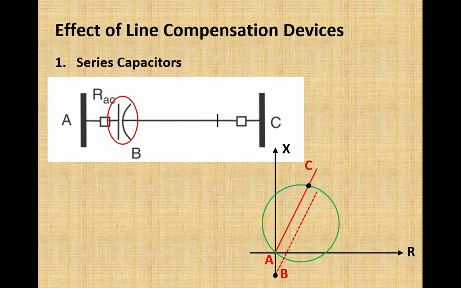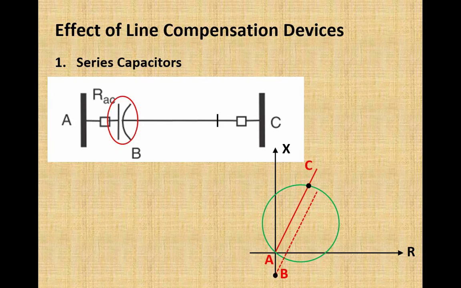Right after this capacitor, if a fault occurs, that short circuit at point B, the impedance seen by the relay will be at point B on the RX diagram. Then if we move along this line away from point B, the locus of that line will be this dotted line. In other words, we can see here, due to the presence of this series capacitor, the line impedance has been shifted downward.